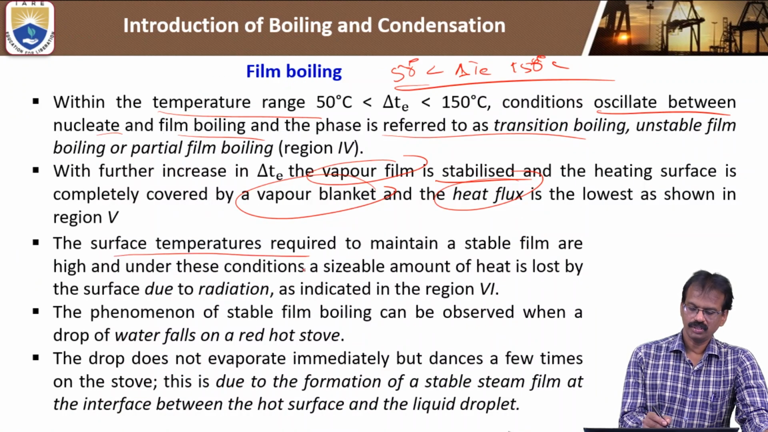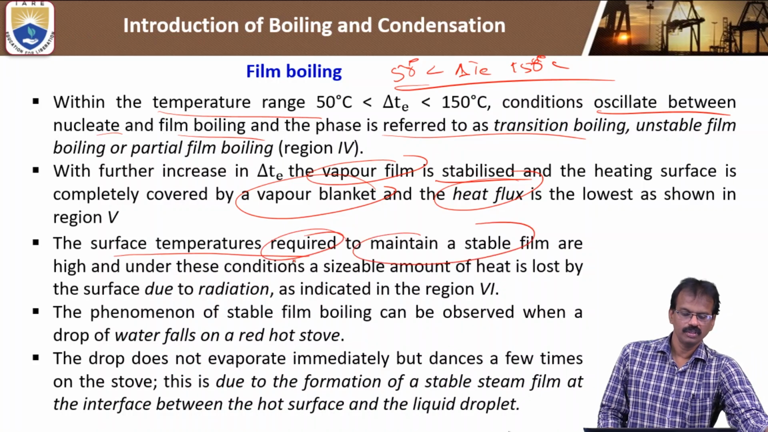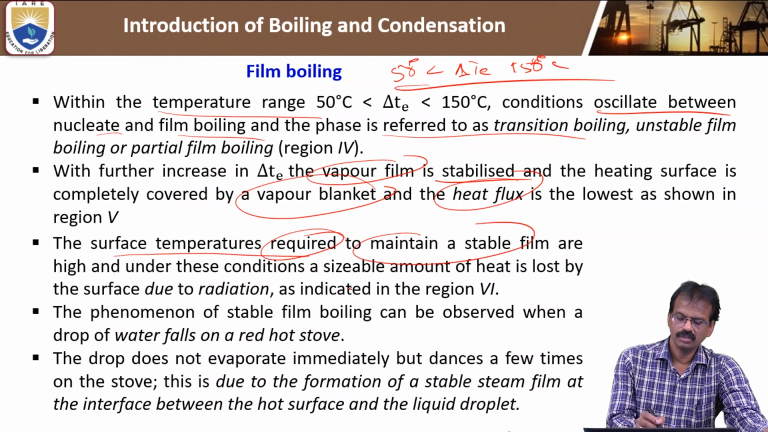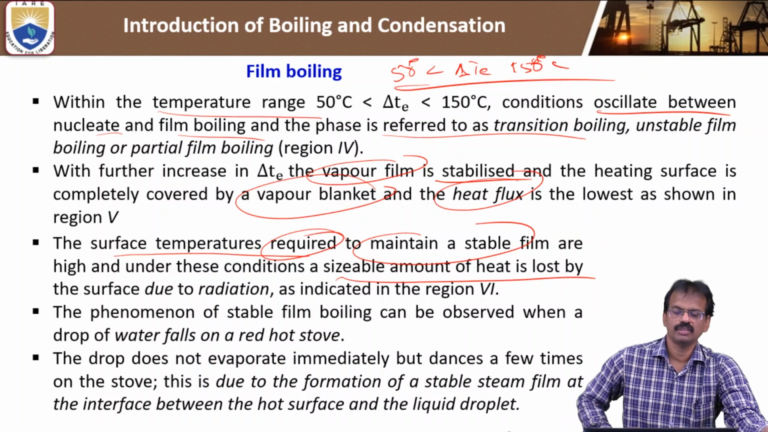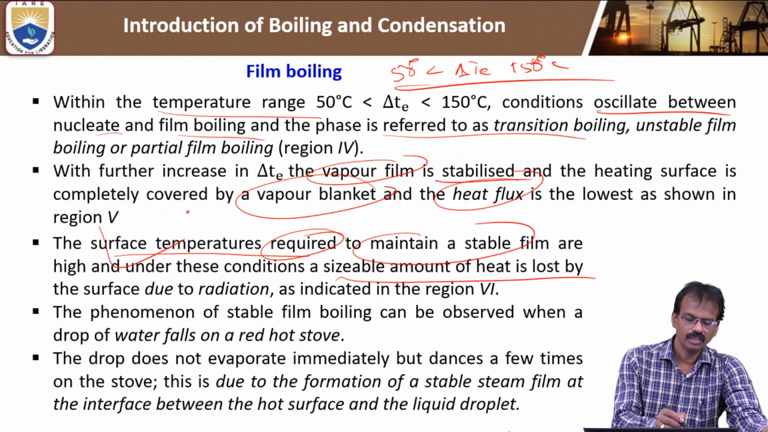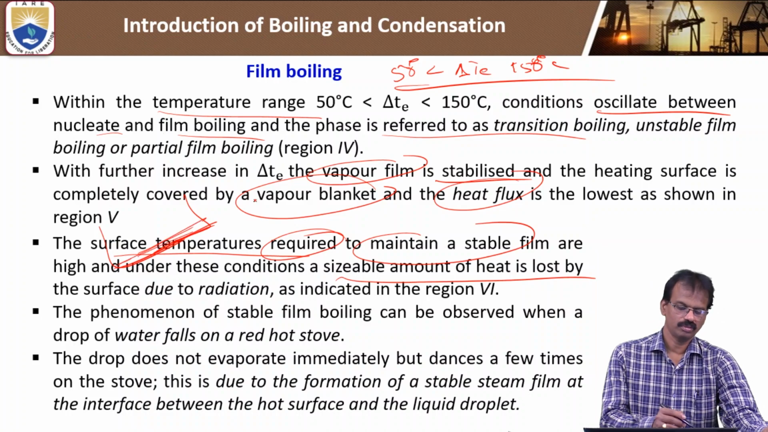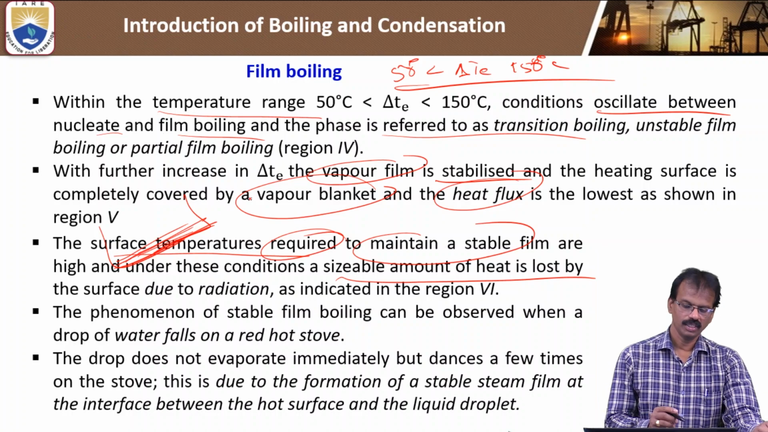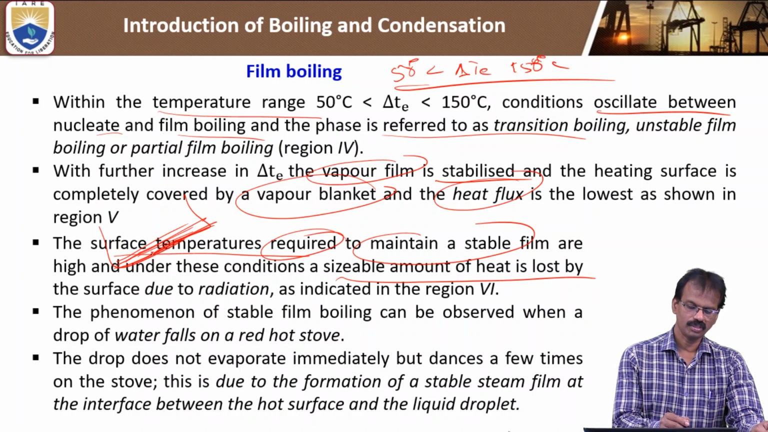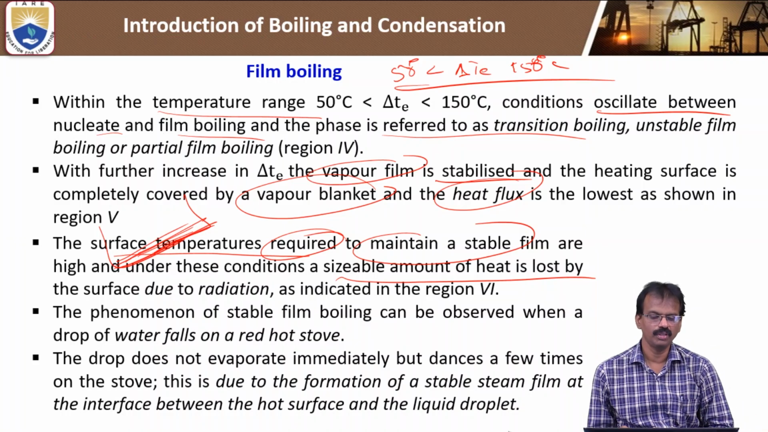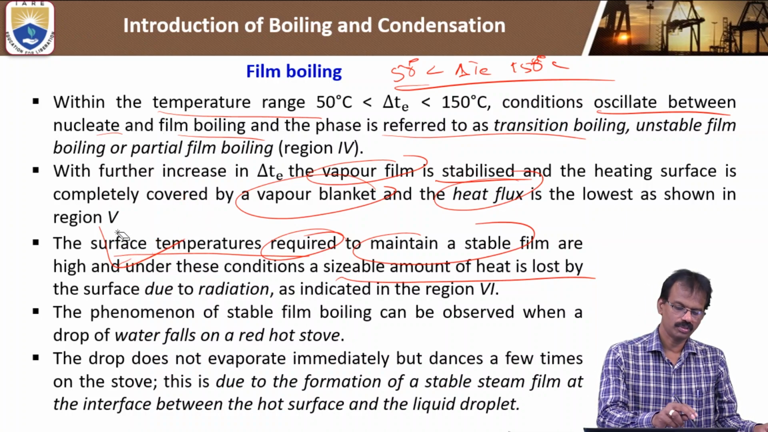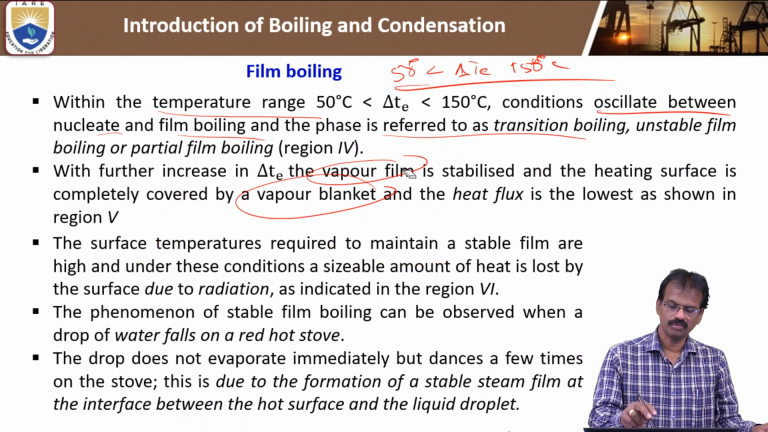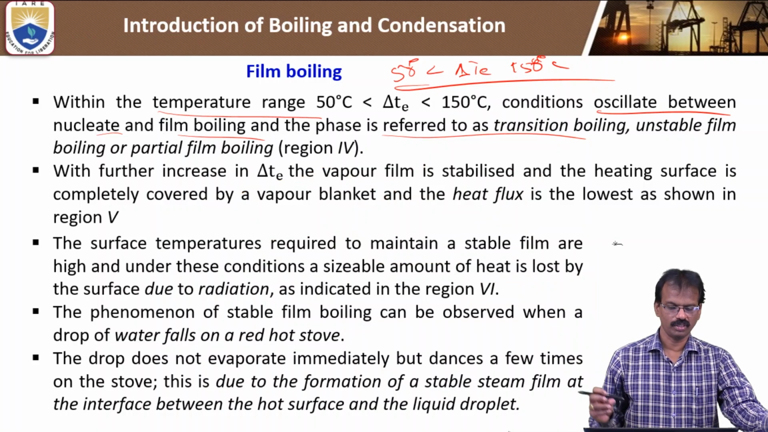Next, the surface temperature required to maintain a stable film is high. Under these conditions, a sizable amount of heat is lost by the surface due to radiation. In this condition, radiation comes into the picture, because this vapor film acts like a solid surface. Then heat transfer takes place from the solid surface through the vapor film by radiation. Okay, so due to this radiation mode, the heat transfer rate or heat flux will increase again. It reaches a very high position.